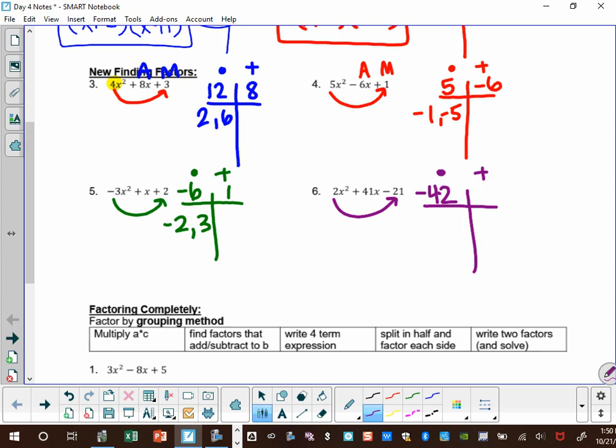Alright, so what did you guys get for your factors? What'd you get? -1 and 42? Yes, that is correct.